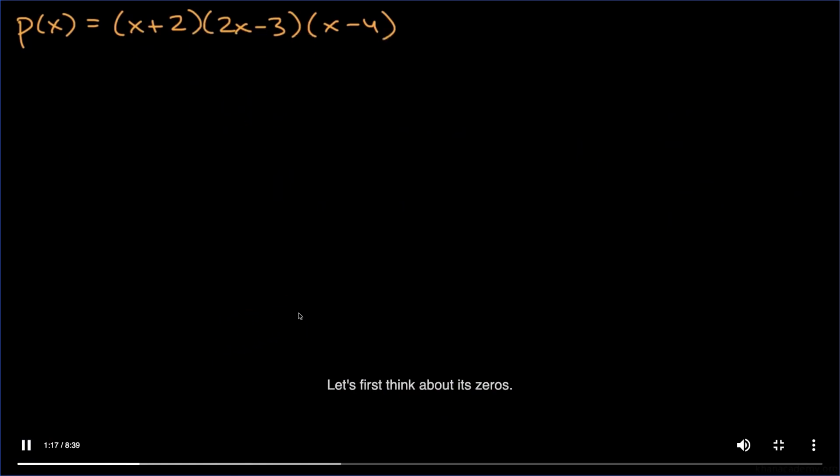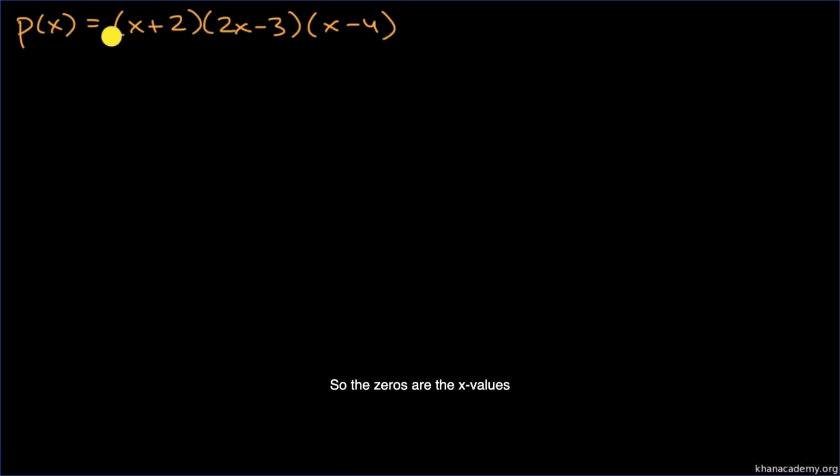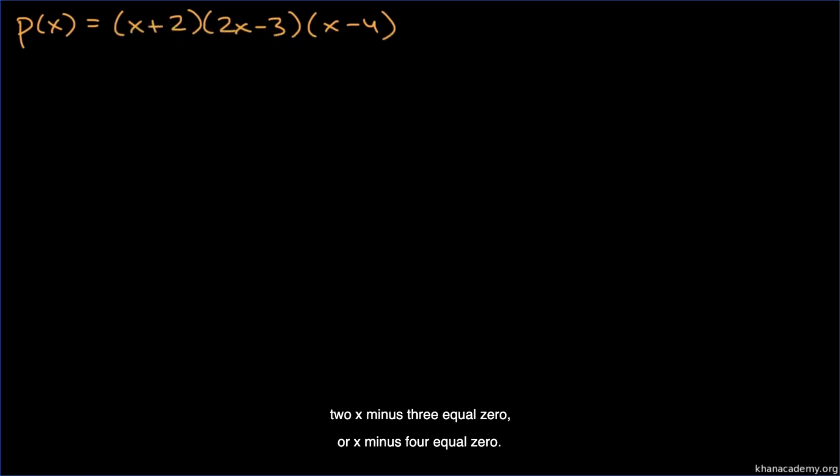Let's first think about its zeros. So the zeros are the x values that would either make x plus 2 equals 0, 2x minus 3 equals 0, or x minus 4 equals 0. So first, we can think about, well, what x values would make x plus 2 equal to 0? Well, that, of course, would be x equals negative 2.